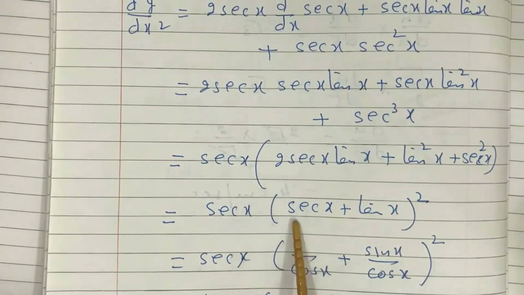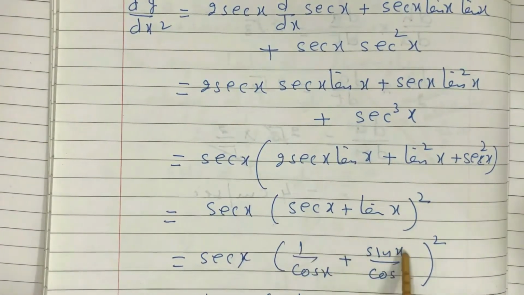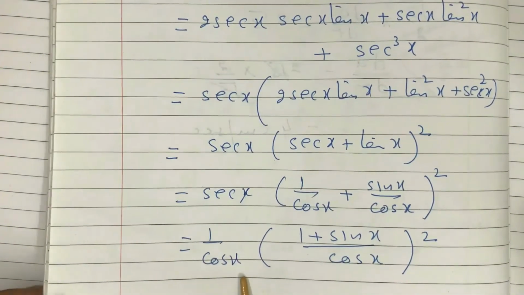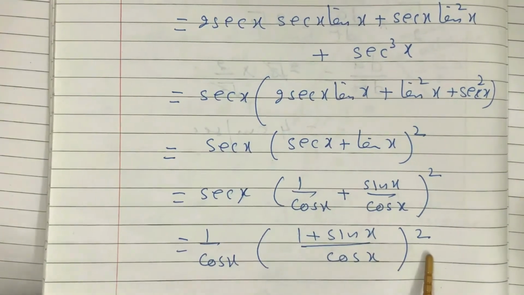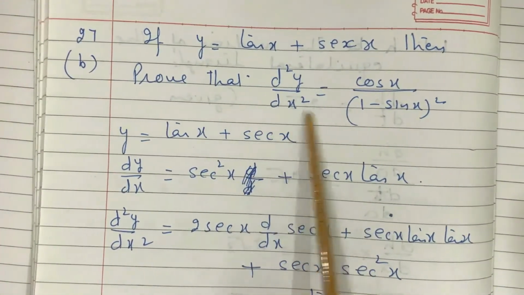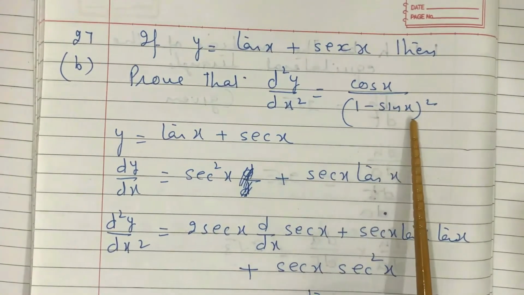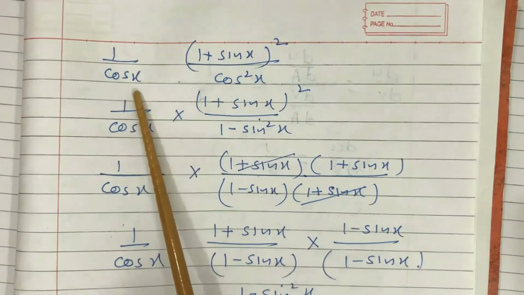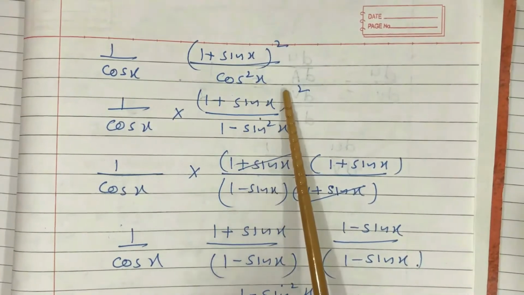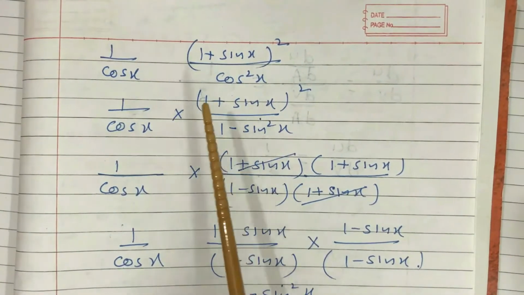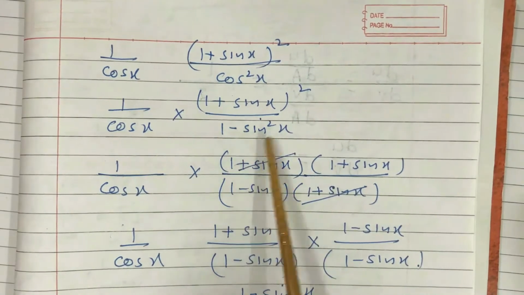Now write sec x as 1 over cos x, plus sin x upon cos x, whole square. This is equal to 1 over cos x times (1 plus sin x upon cos x) whole square. Now just remember, we are to find d square y upon dx square is equal to cos x upon (1 minus sin x) whole square. So we want this result. So we've got 1 over cos x times (1 plus sin x) whole square upon cos square x. Change cos square x as 1 minus sin square x. So we will have (1 plus sin x) whole square upon 1 minus sin square x.